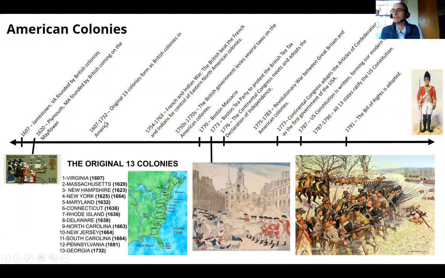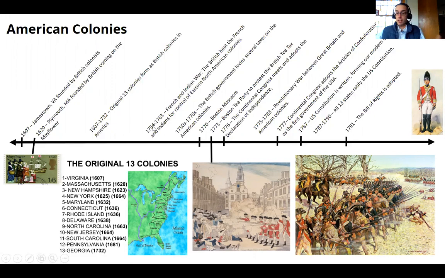So 1607 to 1732, over that time, you have the original 13 colonies set up by the British. They were British colonies in America. They called this land America. It wasn't the United States of America. It wasn't a country, but it was the land they called America. Okay, and we have that list right underneath. Those are the colonies and the date they were founded. Okay, Pennsylvania became a colony in 1681.